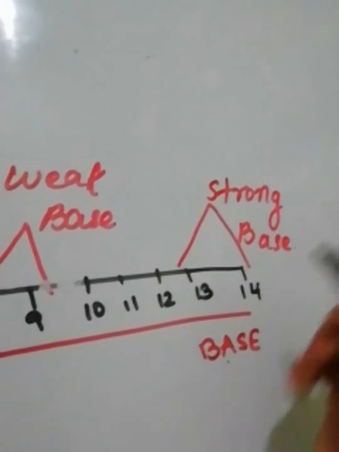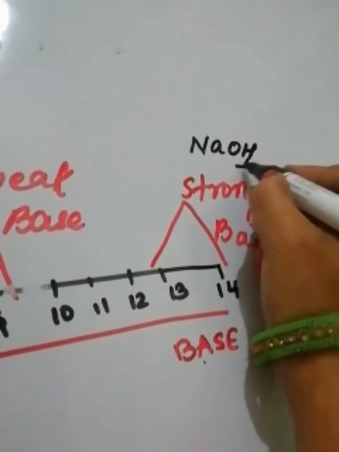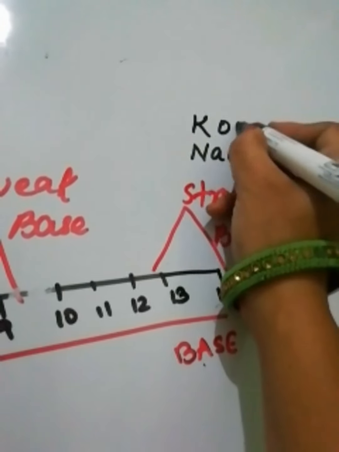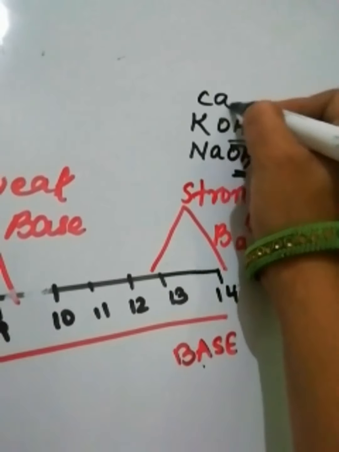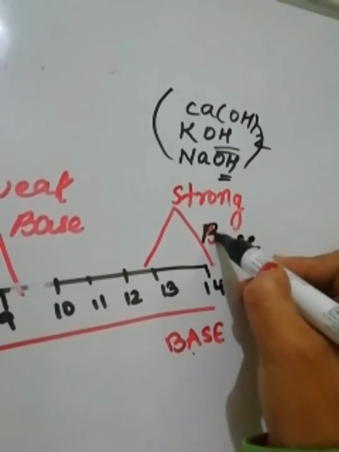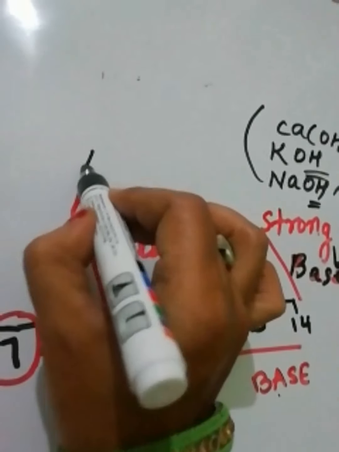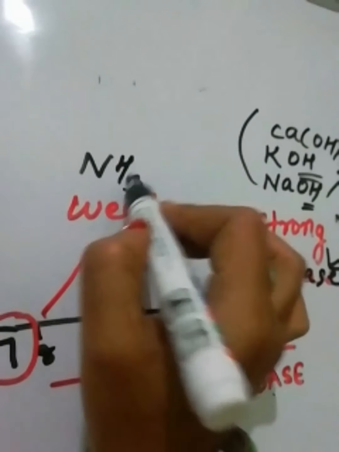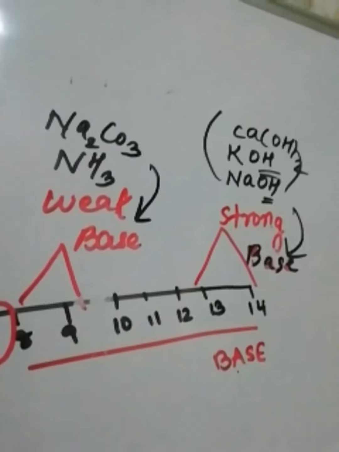Strong bases are like sodium hydroxide, potassium hydroxide, calcium hydroxide; these will come under strong base. And weak bases we will have are ammonia and sodium carbonate, which will come under weak base.